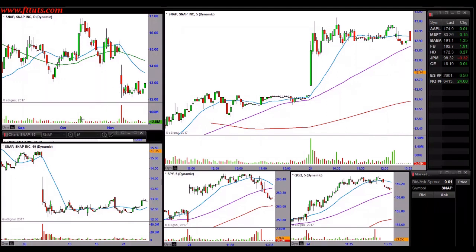Look at the volume here. However, from an intraday trading point of view, it could set up. We have a consolidation here. Notice the wide range bar, the consolidation at the top of the wide range bar.